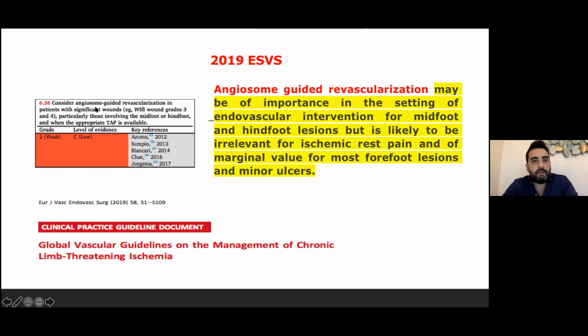As you see, angiosome-guided revascularization in patients with significant wounds, WIfI grade 3 and 4, particularly those involving the midfoot or hindfoot, and when an appropriate target artery is available, the guideline recommends angiosome-guided revascularization with weak grade and C level of evidence.